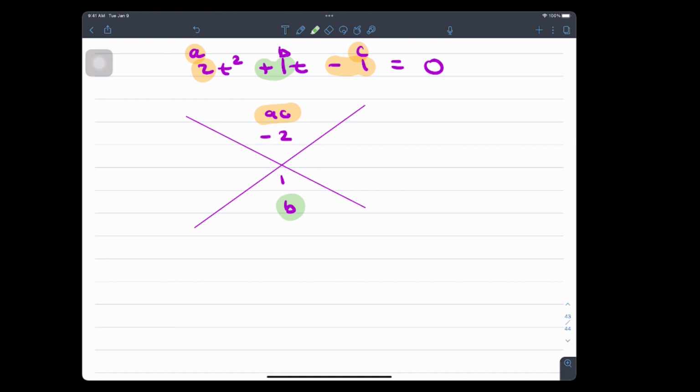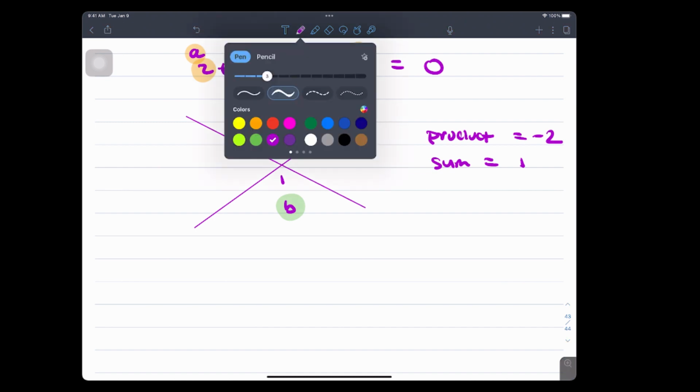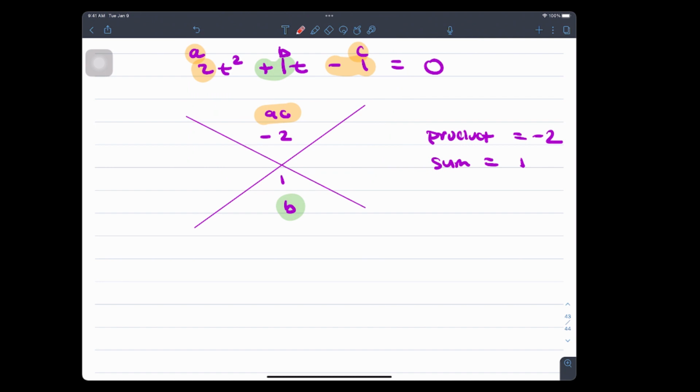We now need two numbers multiplied together, if you guys remember that crisscross, the product is negative 2, and the sum is 1. We need this. So what is this going to be, ladies and gentlemen? What two numbers multiplied together give negative 2 and when added give 1? Isn't that positive 2 times negative 1? 2 times negative 1, isn't that negative 2? And then 2 plus negative 1 is 1?